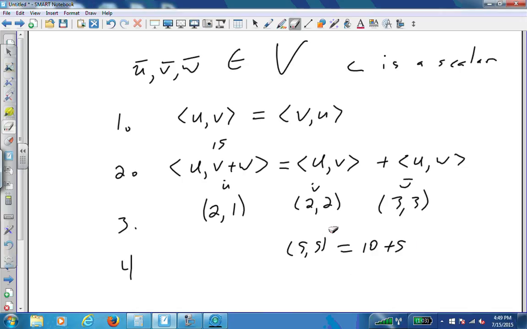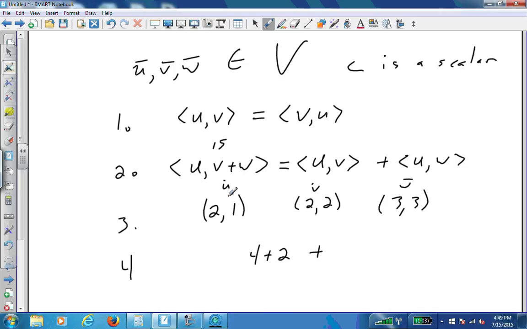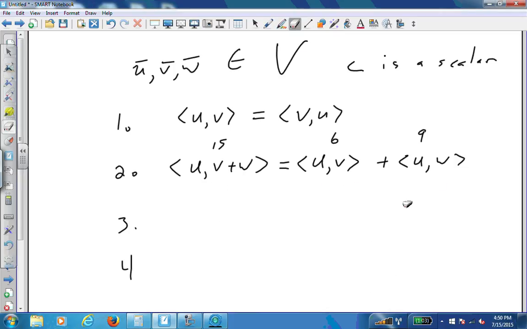Whereas if we did u dot v, so 2 times 2 plus 1 times 1, and then u dot w, 2 times 3 plus 1 times 3, we get 6 and 9, which is 15, the same thing we got here. So basically the distributive property works there.